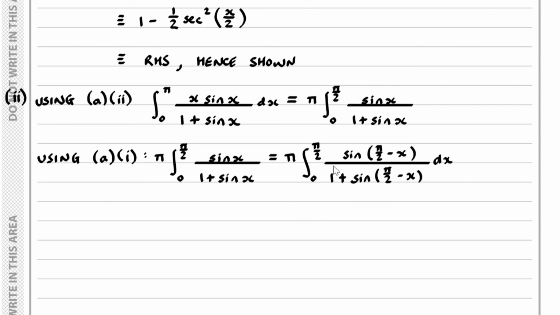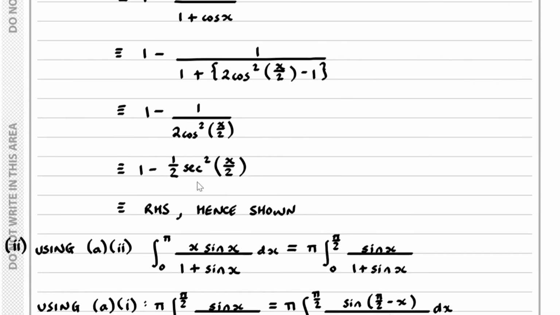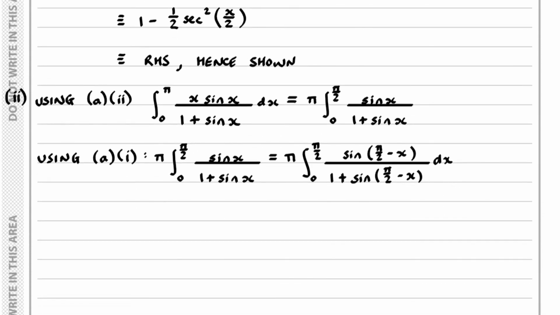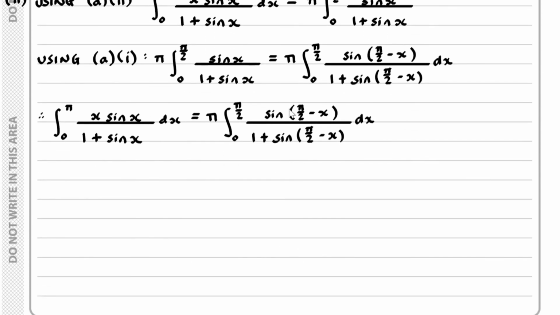Now the reason I want to do this is I can recognize that the sine of pi over 2 minus x is cos x, and what I'll end up with is cos x over 1 plus cos x, which I can integrate by using this result here. So this integral is equal to this result here, and replacing the sine of pi over 2 minus x with cos x, we end up with pi times the integral from 0 to pi over 2 of cos x over 1 plus cos x with respect to x.